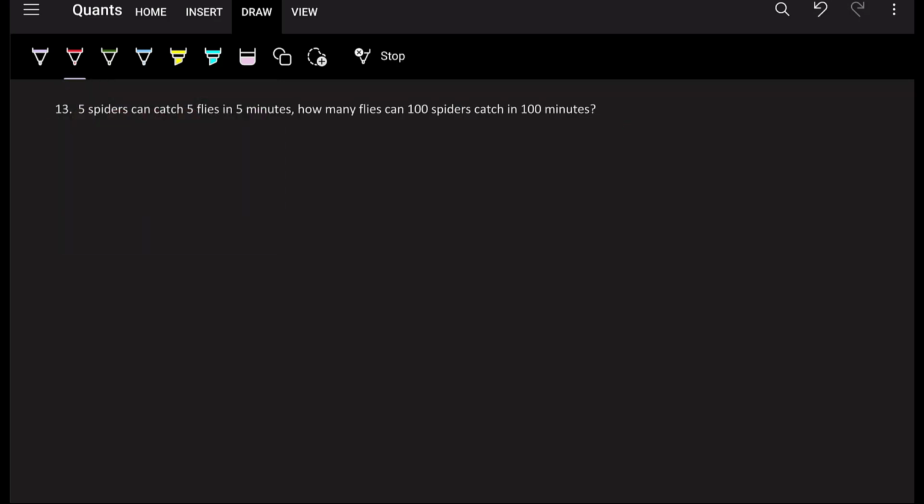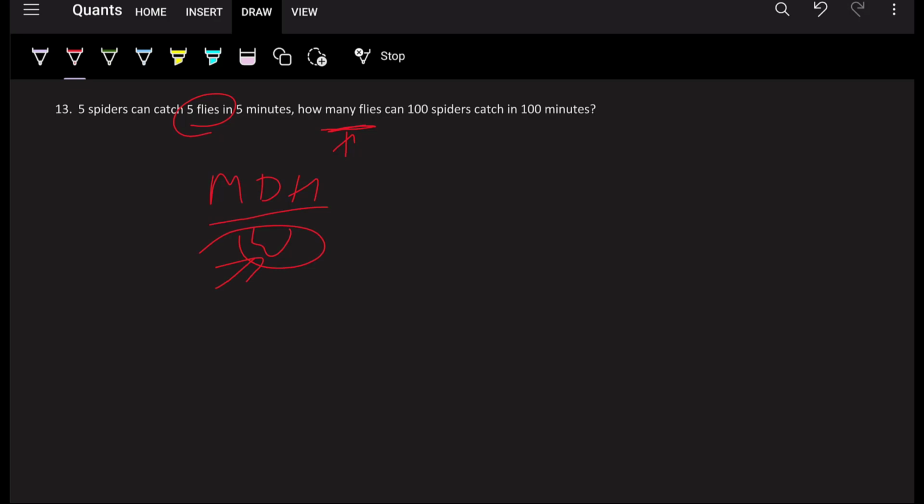Now we will do another question. It is given that 5 spiders can catch 5 flies in 5 minutes. Okay, 5 flies are caught in 5 minutes by 5 spiders. Then how many flies can 100 spiders catch in 100 minutes? So in the formula of MDH divided by W, it should be noted what we should take as work here. This is the main thing in this question.